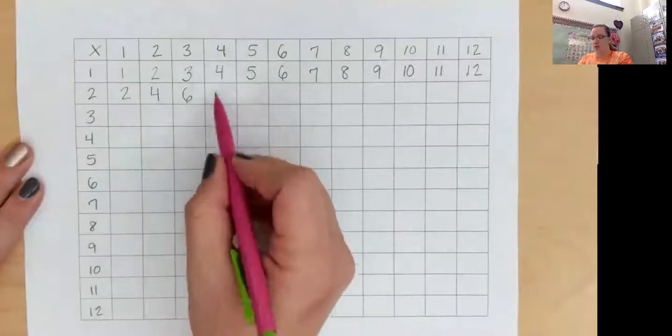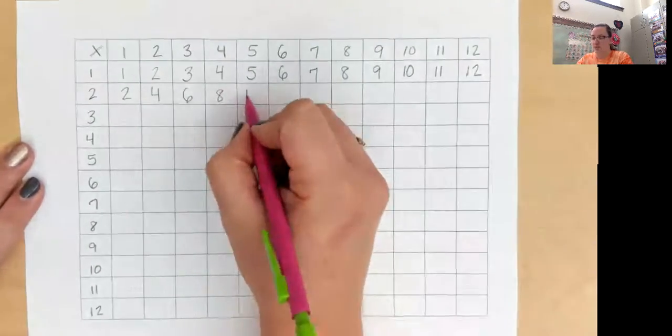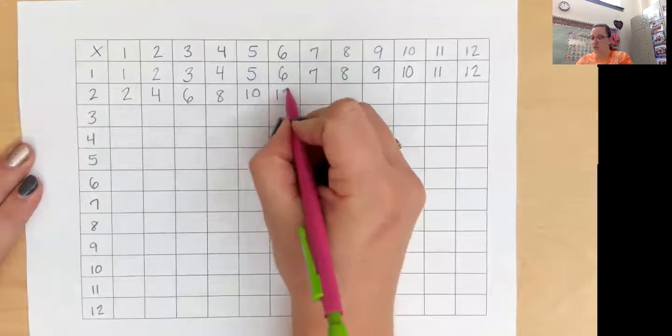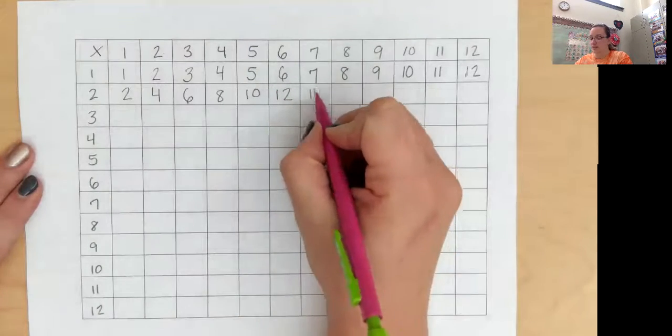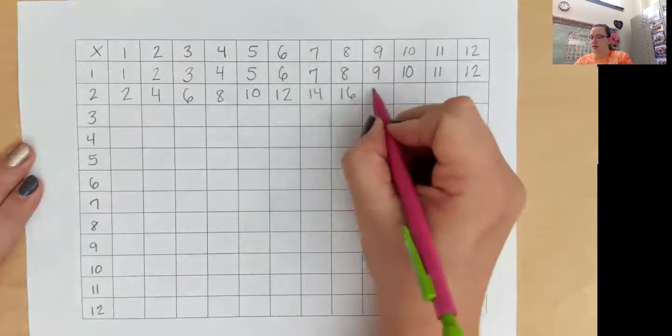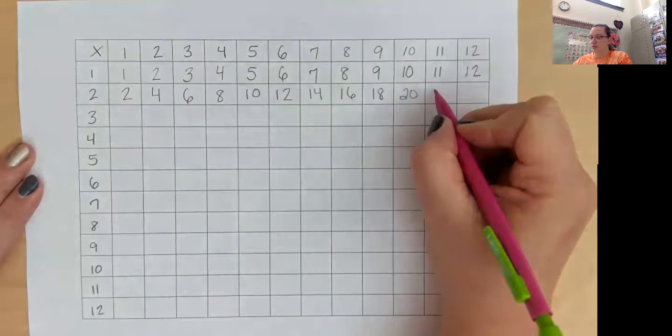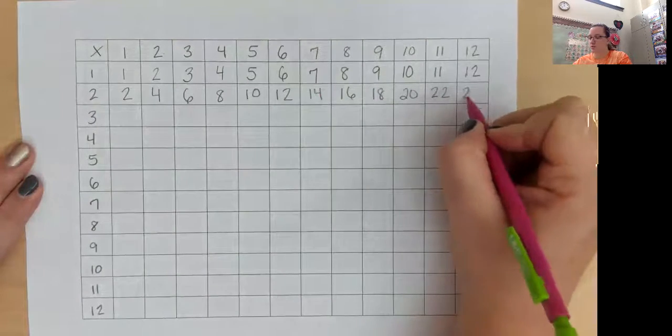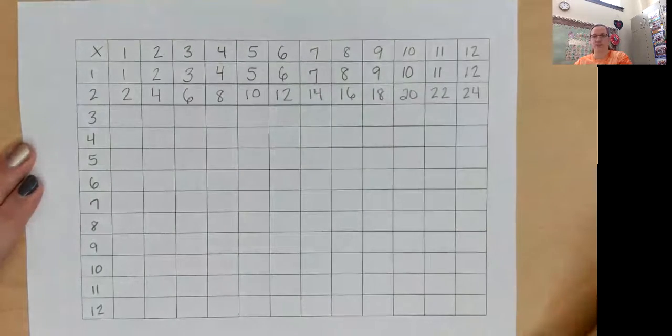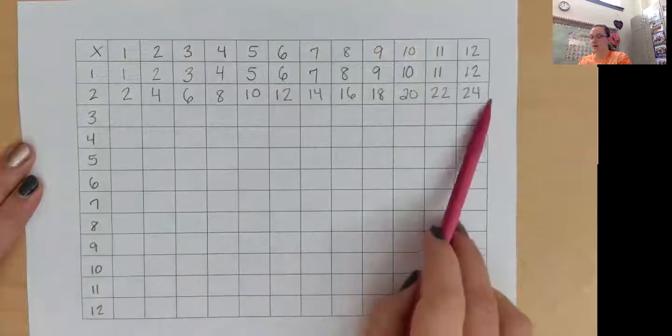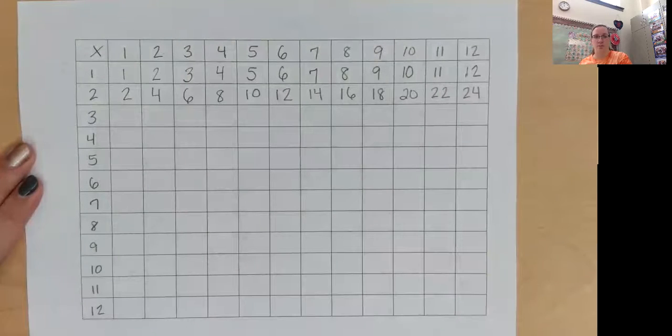So I'm going to keep going. 4 times 2 is 8. 5 times 2 is 10. 6 times 2 is 12. 7 times 2 is 14. 16, 18, 20, 22, 24. Okay, so we showed 2 times each number between 1 and 12.